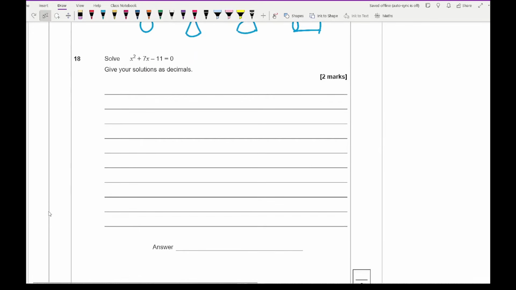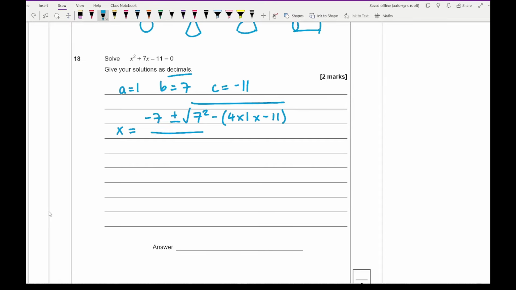Then for question 18, it says solve, and then we've got x squared plus 7x minus 11 equals 0. It says give your answer as decimals. Now, because it says something to do with rounding, I'm going to use the quadratic formula straight away. So make sure it's equal to 0. A equals 1, B equals 7, C equals minus 11. So then substituting the numbers into the quadratic formula, I end up with minus 7 plus minus the square root of 7 squared minus 4 times A times C, and then all divided by 2 times A.